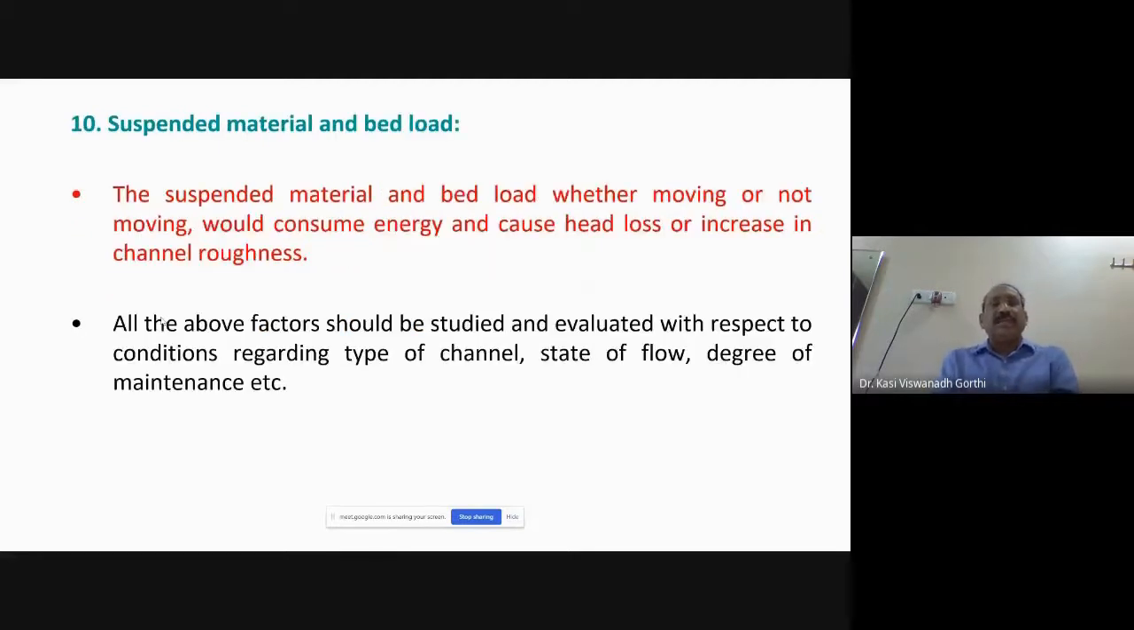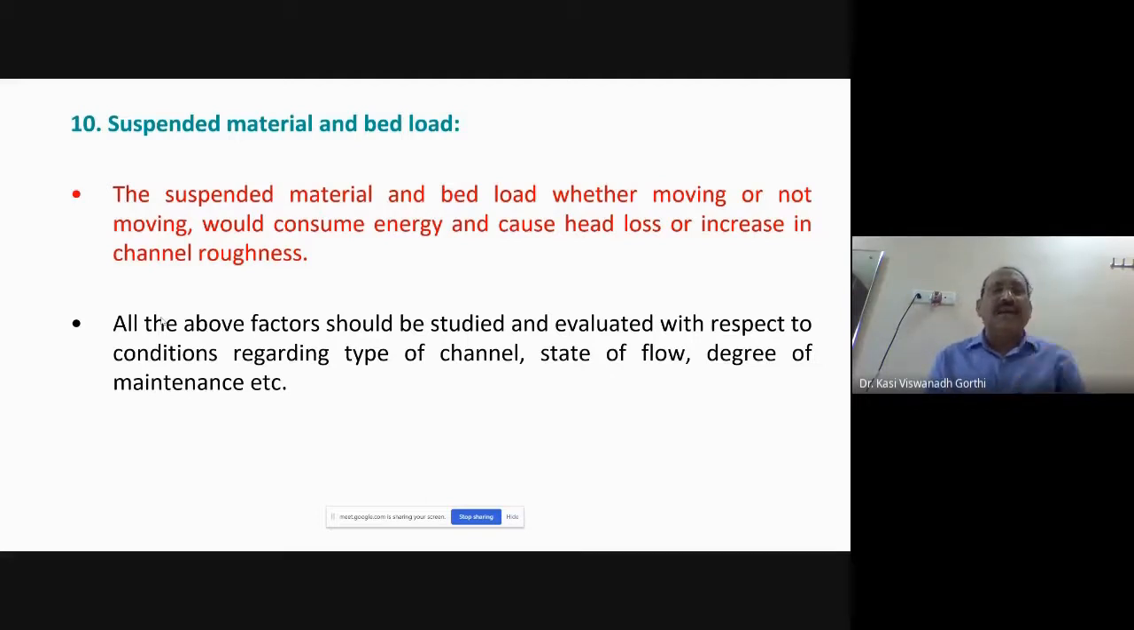The 10th parameter is suspended material and bed load. The suspended material and bed load, whether moving or not moving, would consume energy and cause loss of head or increase in the channel roughness. So suspended material means small particles, soil particles, which, because of the velocity of flow of water, may get lifted and flow along with it. Either suspended load, or where there is a lesser velocity, they may settle down and become a bed. It becomes a bed load.